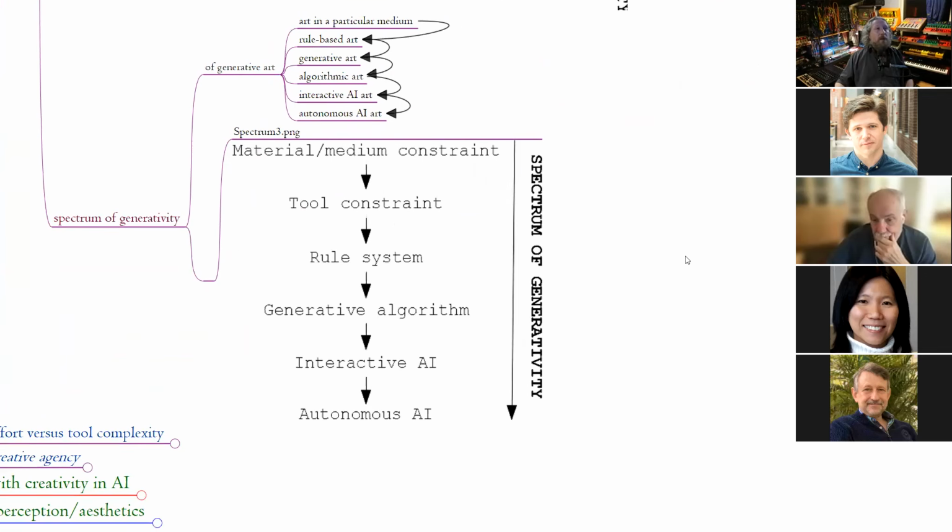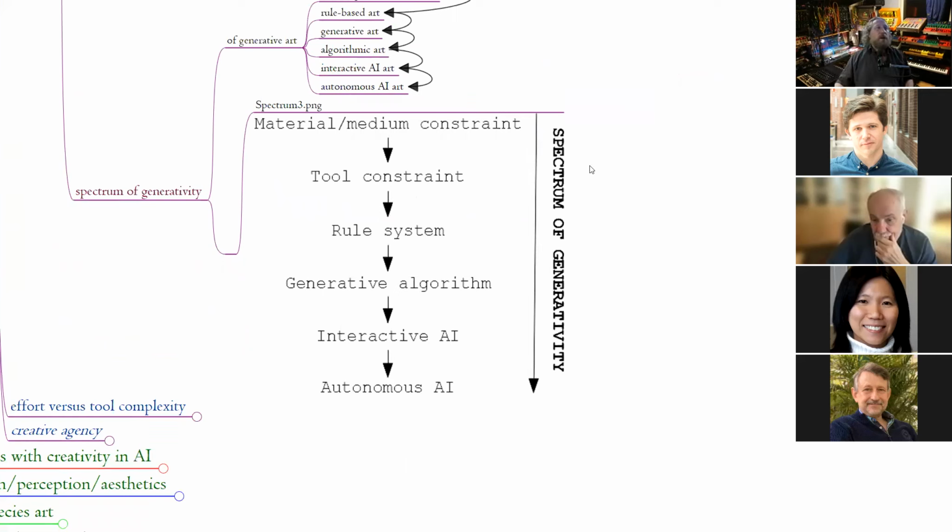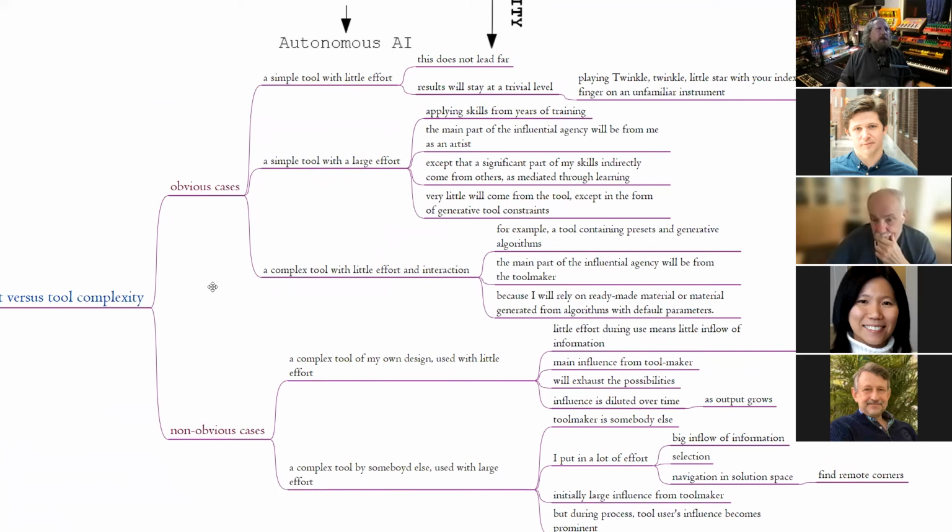And we can also think in terms of a spectrum of generativity, where the actual material, the medium that we work in, imposes certain constraints, and constraints are both restrictive and generative. So it generates pathways of what is possible to represent in this medium. The same with the tool. It generates a lot of possibilities at the same time as it constrains the results for certain things that are not possible to make. Rule systems have slightly more complex such implications, then generative algorithms, interactive AIs, and autonomous AIs, in a gradual increase of complexity.